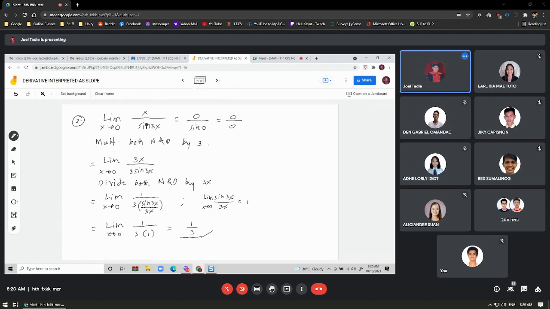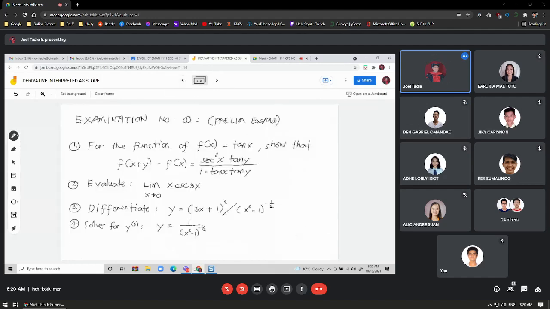So, 2 down, guys. You got number 1 and 2. So let's go to number 3. In number 3, you are asked to differentiate. So this means that what you are looking for in number 3 is the first derivative, y prime. But in number 4, you are asked to solve for the third derivative, y to the power quantity 3.